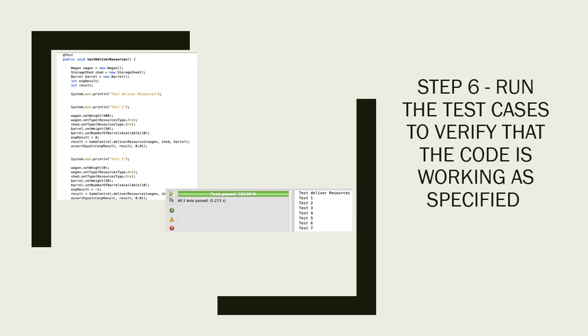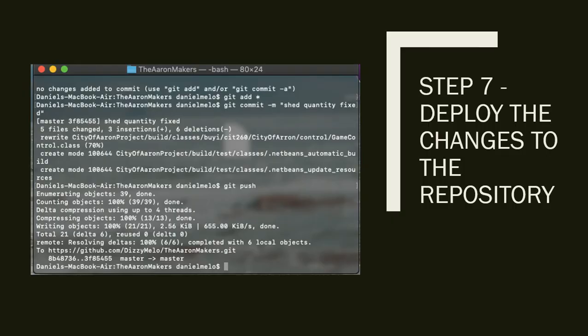And finally, after running the test cases to verify the code is running as specified, we have step 7. In step 7, we deploy the changes to the repository. In this part, we're going to merge the code that we created to the existing code in the repository.